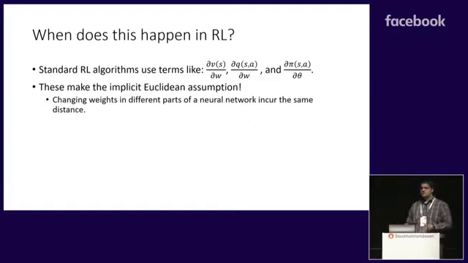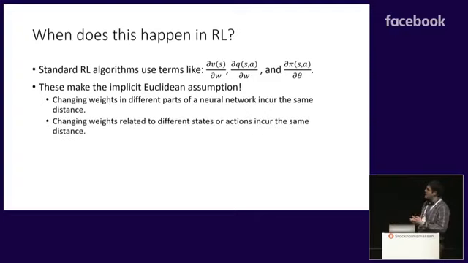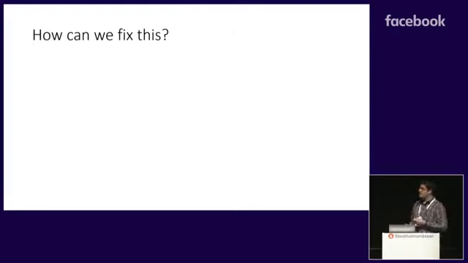But this isn't just about deep neural networks. This also helps for flat problems. So in RL, this is also equivalent to saying that weights that are related to different states or state action pairs, changing them has the same impact on the policy or the Q function. This also isn't true. There are some state action pairs that we might see very often and others we might never see. So changing the weights related to those two have very different impacts.